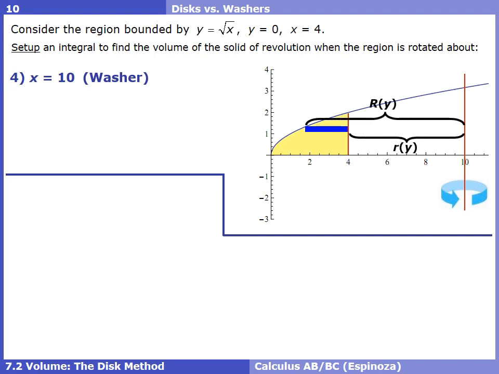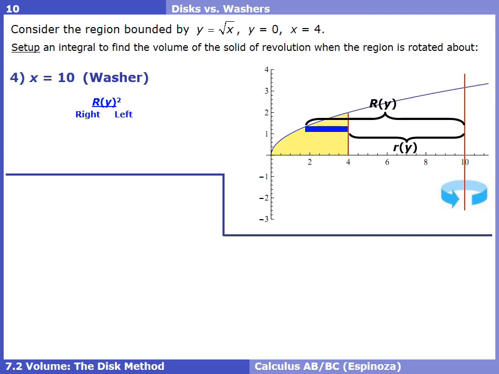Big R extends from the axis of rotation to a point furthest away on our representative rectangle. Little r extends from the axis of rotation to a point closest on the representative rectangle. Again, once you draw this picture and label it, everything's clear, and I think these setups can be very, very simple. So let's go ahead and set this up. Again, we're doing everything in terms of y.